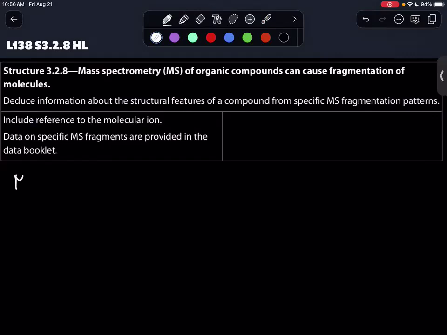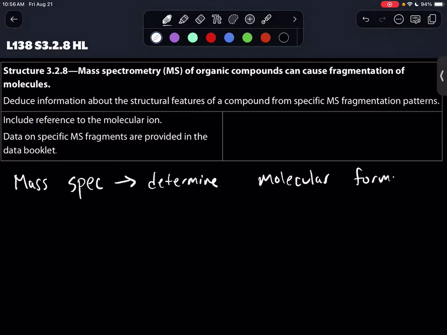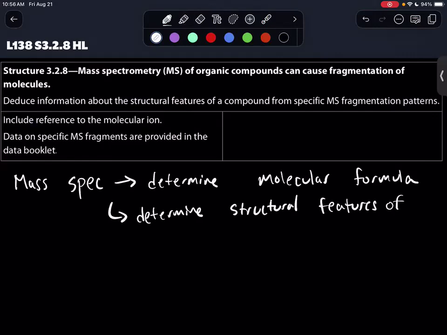So we've talked about mass spec, and when we've talked about it, we've used it to determine molecular formulas. But in organic chem, what we can also do is determine structural features of organic compounds. And that's what we're going to be looking at today, as I said in the intro. So how do we actually do that?